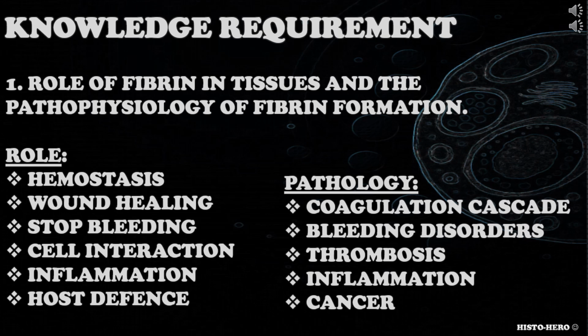Consider coagulation cascade, bleeding disorders leading to excessive bleeding, thrombosis due to abnormal fibrin structure or formation, inflammation due to altered fibrin structure, cancer progression and metastasis, neurological disorders. What demonstration methods can you use to demonstrate fibrin?